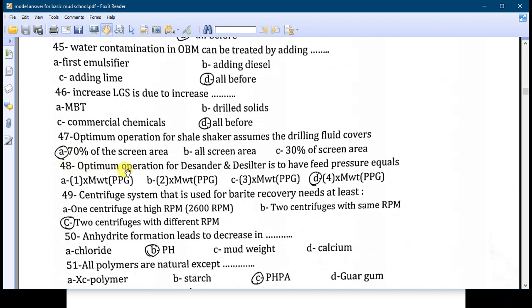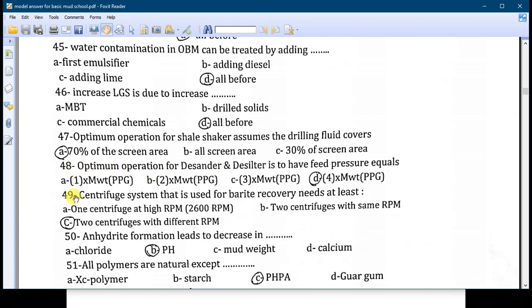Number 48, the optimum operation for the desander and the desilter is to have feed pressure equals 4 multiplied by the mud weight in PPG. So in psi, it equals 4 multiplied by the mud weight in PPG. So this is the best answer.